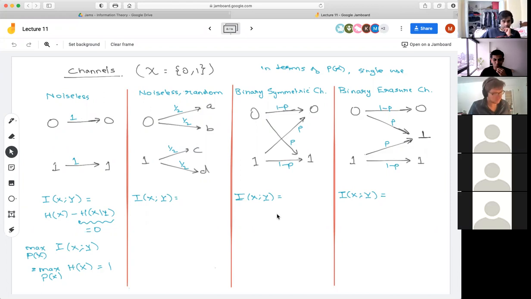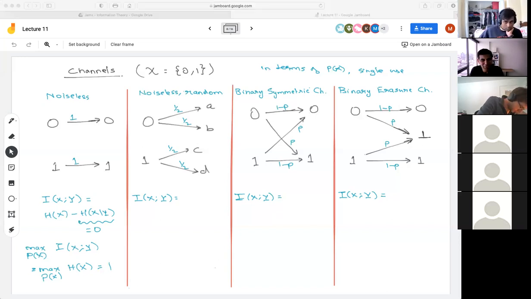Now the output is not 0, 1. It's some other letters, let's say A, B, C, D. And they're randomly distributed based on what your input was. So you either get randomly A or B, or get C or D, depending on whether you sent 0 or 1. Any guesses now about what happens? Or not guesses, but computations.